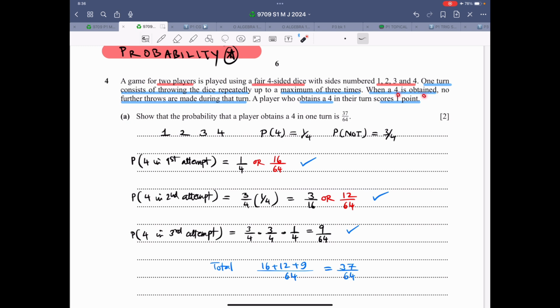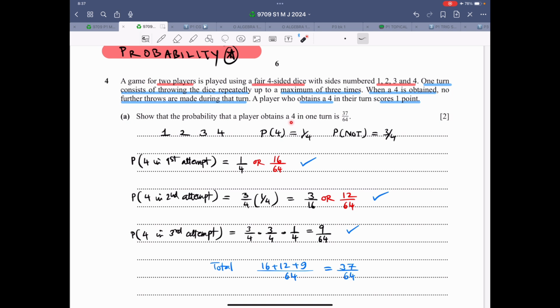When a 4 is obtained, no further throws are made during that turn. So if you get a 4, no further turns are made. A player who obtains a 4 in their turn scores 1 point. Now these are the rules and regulations that you have to refer to. Show that the probability that the player obtains a 4 in one turn is this thing.